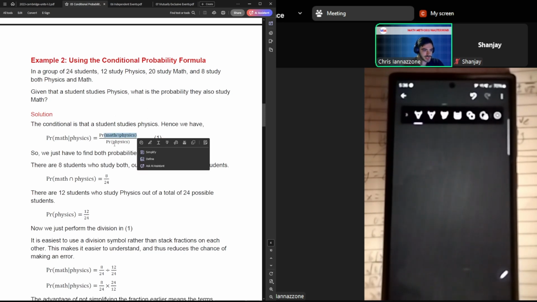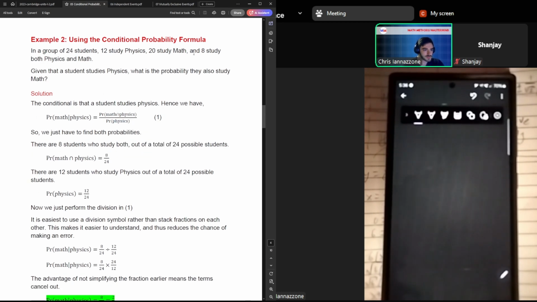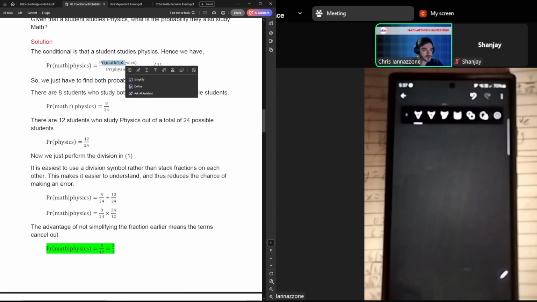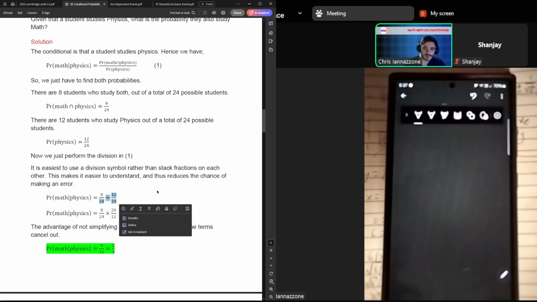But okay, we need the intersection and we need the probability of the conditional. Well, we know 8 out of a total 24 study both. That's going to be our intersection. And then our conditional we knew was physics. So again, out of the 24, 12 studied physics. So you got a 12 out of 24 there. From here, you just perform that division. So intersection divided by conditional. At this point, it's better off using a division sign rather than stacking fractions.